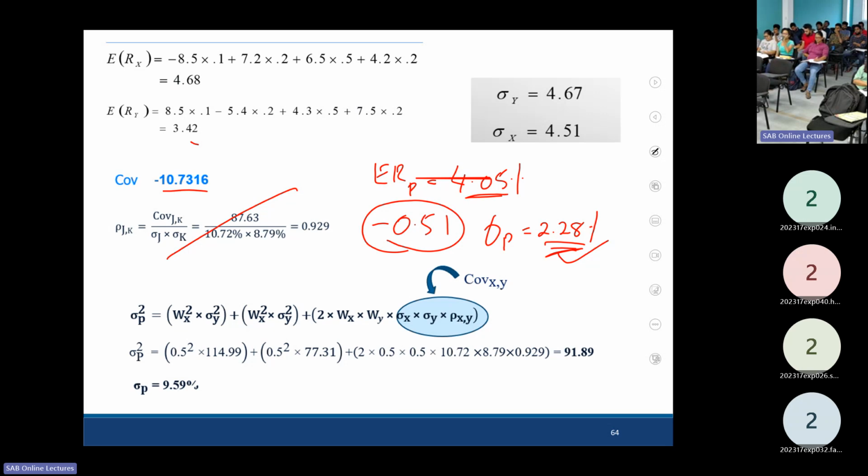There is a possibility to decrease that. Right? So, what is the conclusion? Diversification effect depends on the covariance and correlation structure. If the correlation coefficient is perfectly positive, there is no diversification advantage.